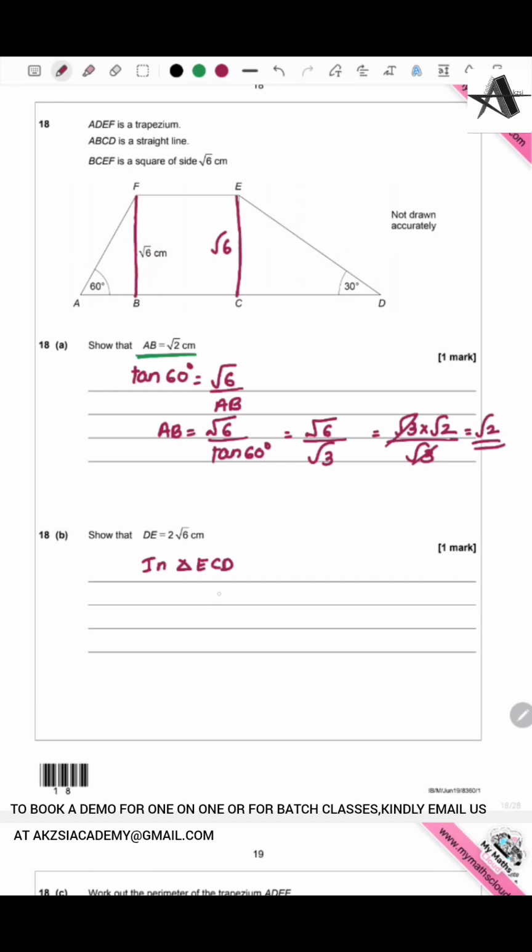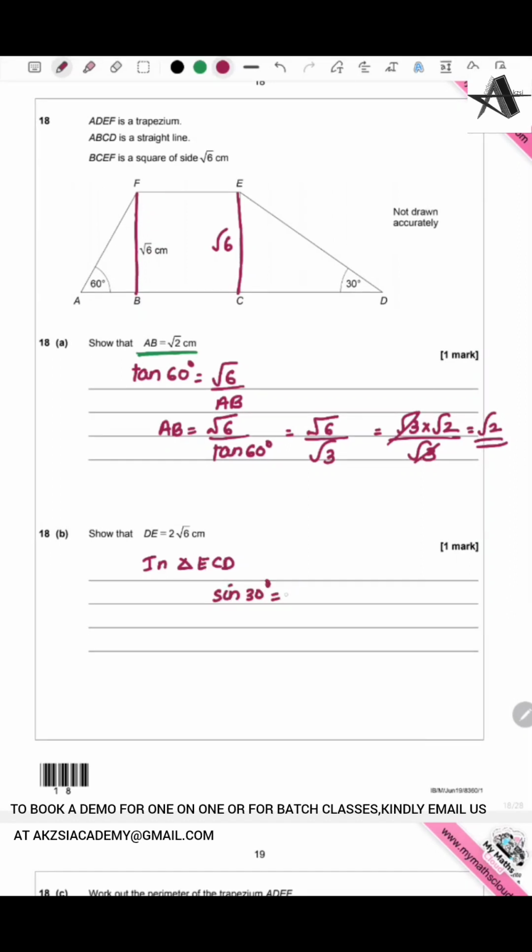So I need to apply sine now. Sine 30 degrees is equal to opposite over hypotenuse. Sine 30 is half. This is root 6 and this is ED. So ED is finally 2 root 6 centimeters.